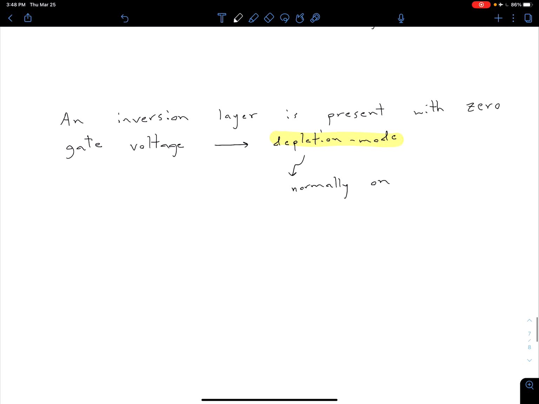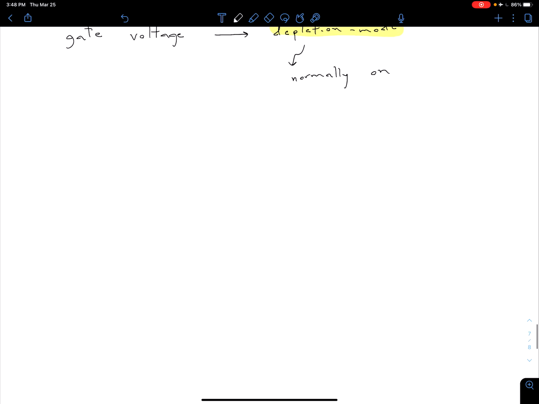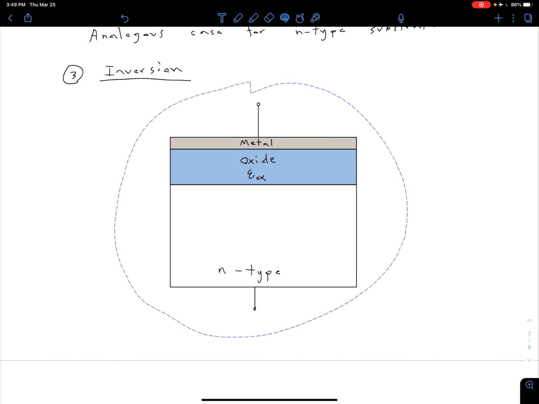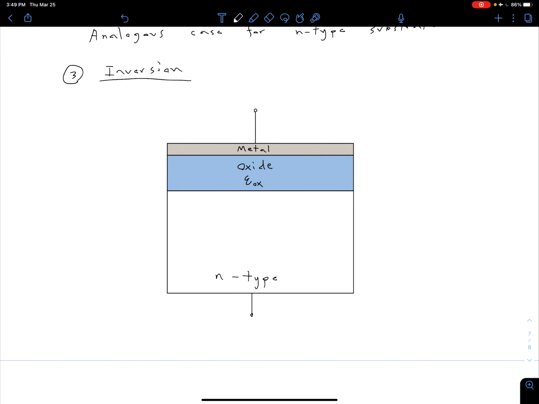So the other thing that I want to talk about in this video is sort of the analogous case of what happens if we have an N-type substrate. And just real briefly, let's look at our inversion case. So analogous case for N-type semiconductor as our substrate. And so again, let's just consider that third operating mode that we did before, which is our inversion. And so for our inversion, now instead of applying a positive voltage, we're going to be applying a sufficiently negative voltage. So we'll have something that looks like this.